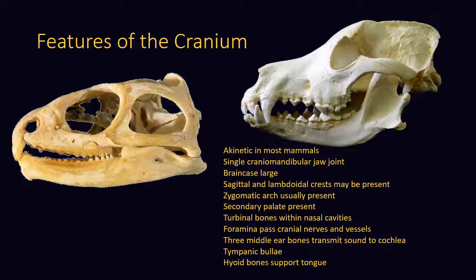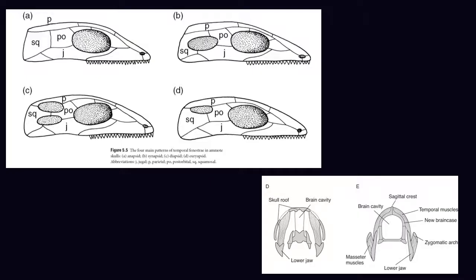And there's a thing called the hyoid, and you can actually feel it if you feel your neck. There's a hyoid bone in the middle there, and that helps to support the tongue. It's much more developed in mammals than in reptiles. And again, we'll go over these in lab in more detail.